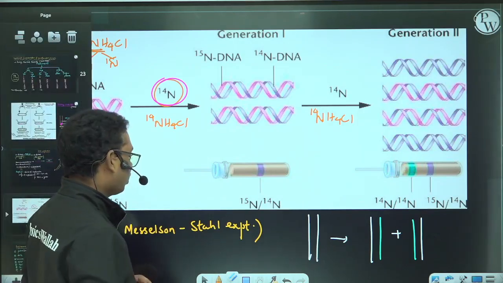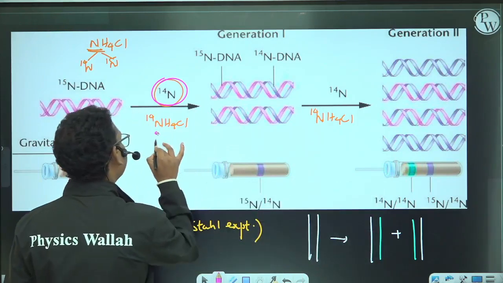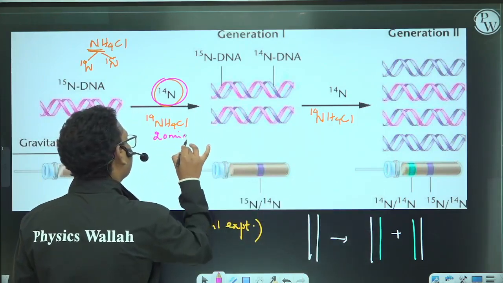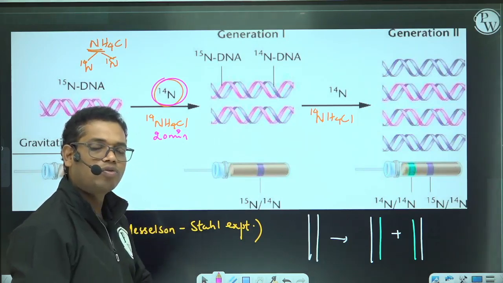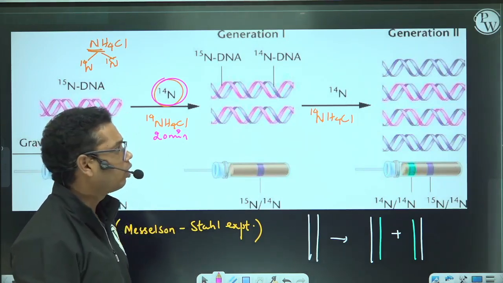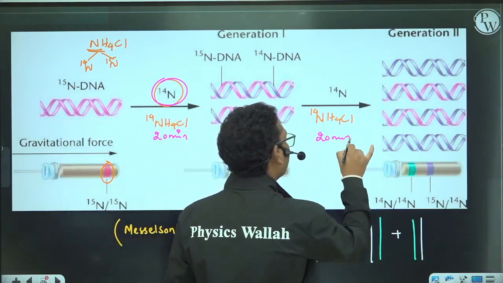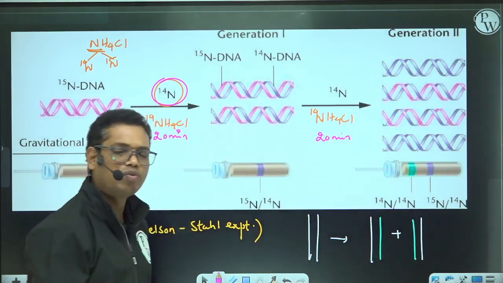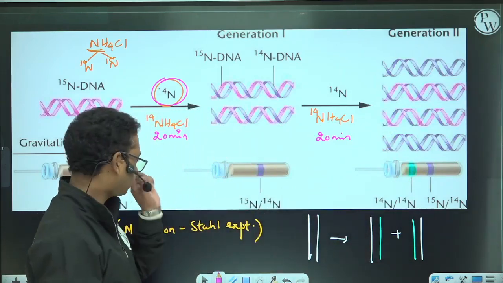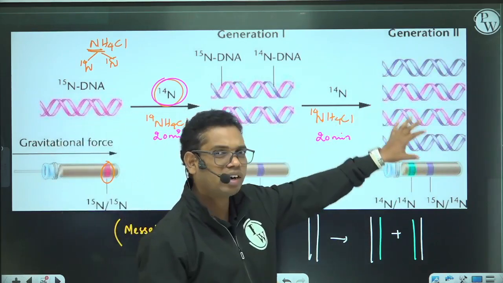And remember one thing, E. coli takes 20 minutes for division, for one round of binary fission. And here also it will take 20 minutes. That means what will be the total time? 20 plus 20, that means 40 minutes. Clear? So after one generation, I will get this one. After two generations, I will get this one.